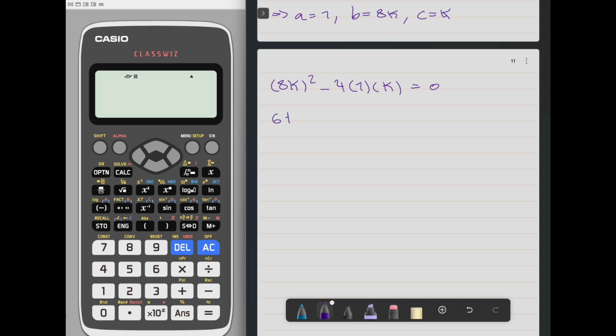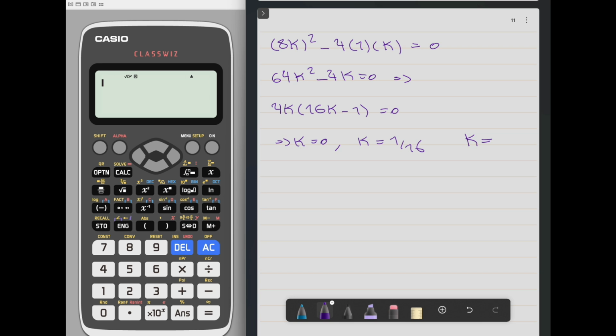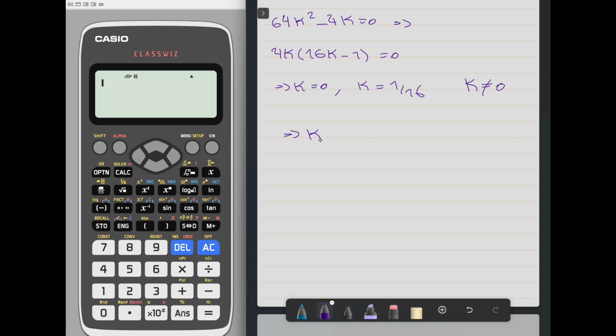So 64k squared minus 4k is going to be equal to 0. I can factorize the 4k from here. It will be 4k times (16k minus 1) equal to 0. So k is equal to 0 or k is equal to 1 over 16. However, in the question it is mentioned that k is a non-zero constant. So our k is going to be equal to 1 over 16.